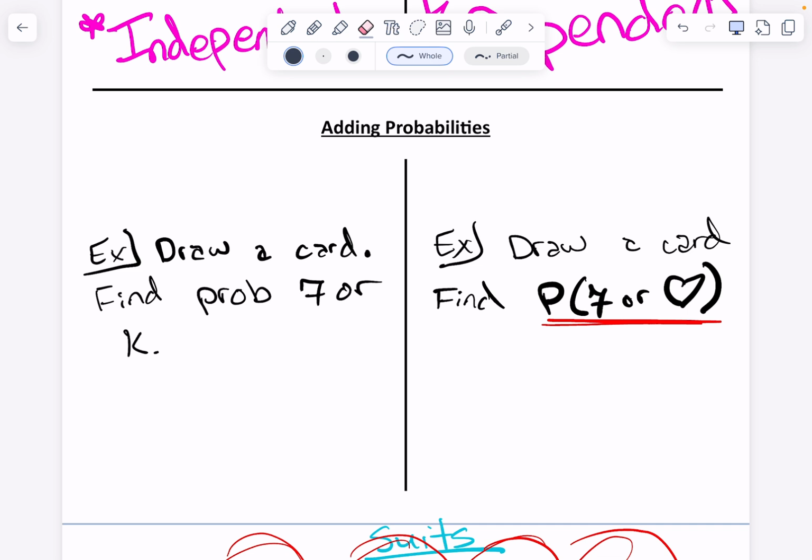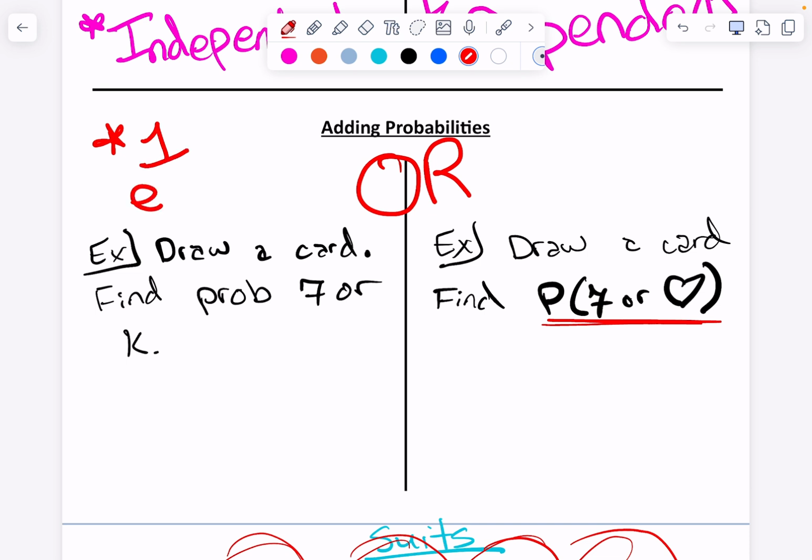Right. All right, did you get these written down? Yes. Okay, how do I know I need to add? Or is the key word. Which means when it says or, you add. I'm not doing more than one. I'm only doing one event. I'm only drawing one card. Now I have two categories. I want to know a 7 or a king, but I only have one card. I only have one event happening, right? That means I have to add those probabilities together.